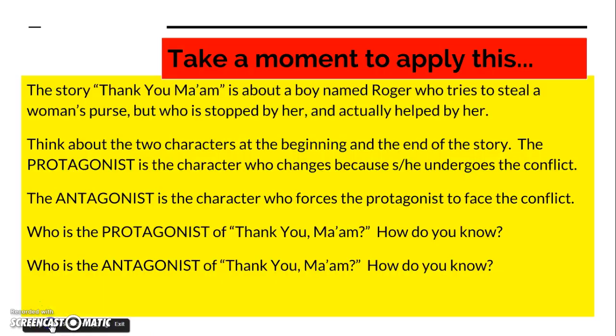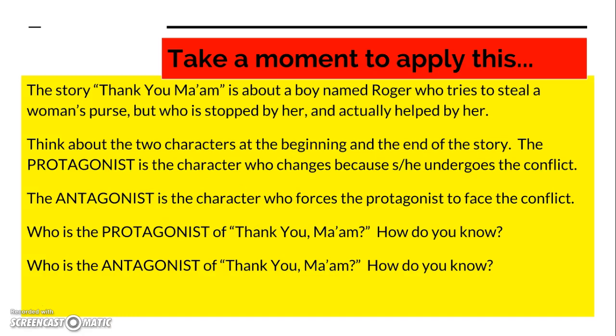So please take a minute to apply this and think about the story Thank You Ma'am that we read in class today. In the story Thank You Ma'am, it's about a boy named Roger who tries to steal a woman's purse, but he's stopped by her, and he's actually helped by her. So when you think about the two characters at the beginning and the end of the story, the protagonist is the character who changes because of the conflict.